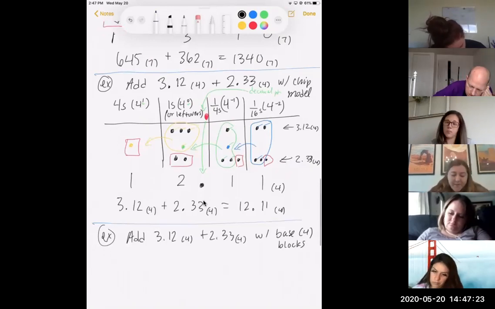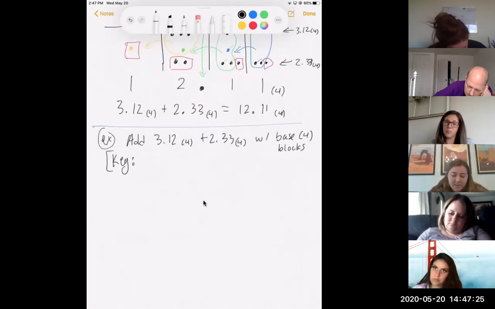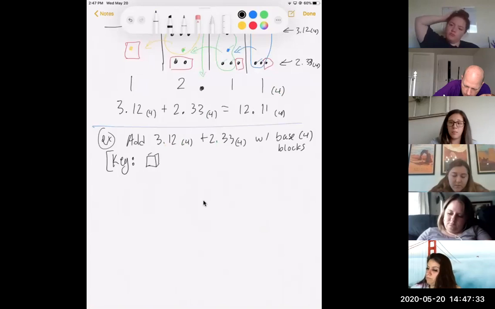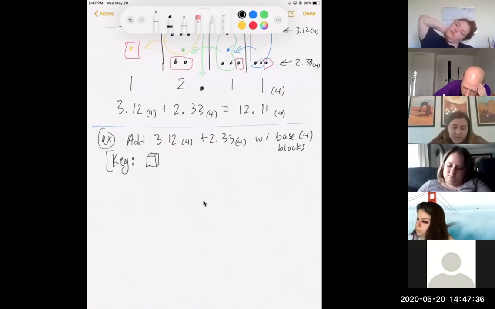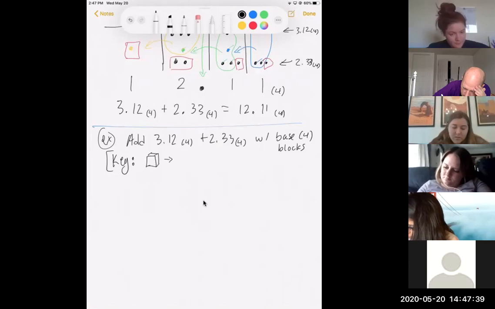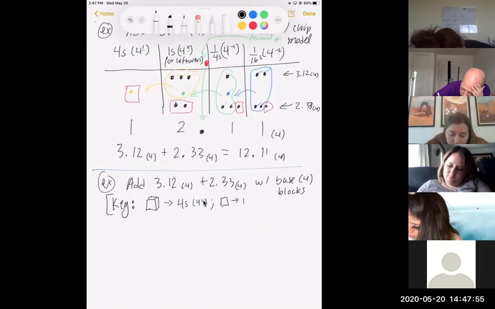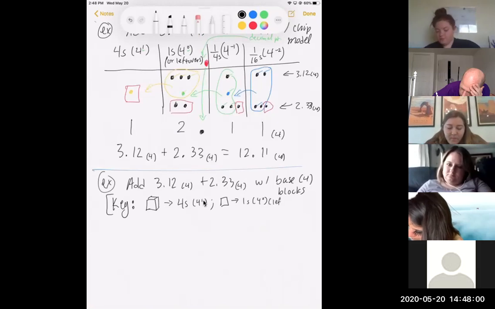Now our key, you need to make a key. We have like places, we have 3 places total. And with base blocks, we can do 4 places with this kind of model. Up here we have 4's place. So that's the 4's place, 4 to the 1. This flat is going to correspond to the 1's place, 4 to the 0, or the leftovers.